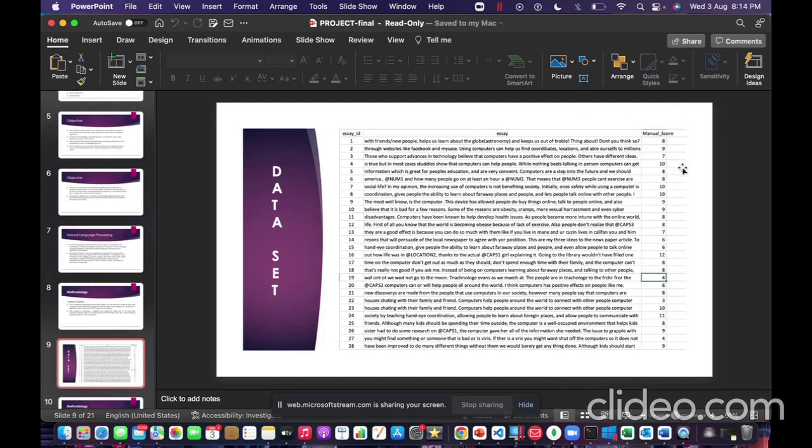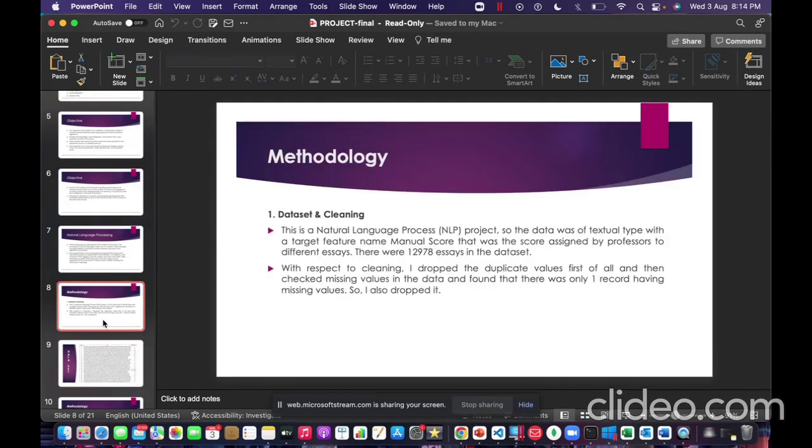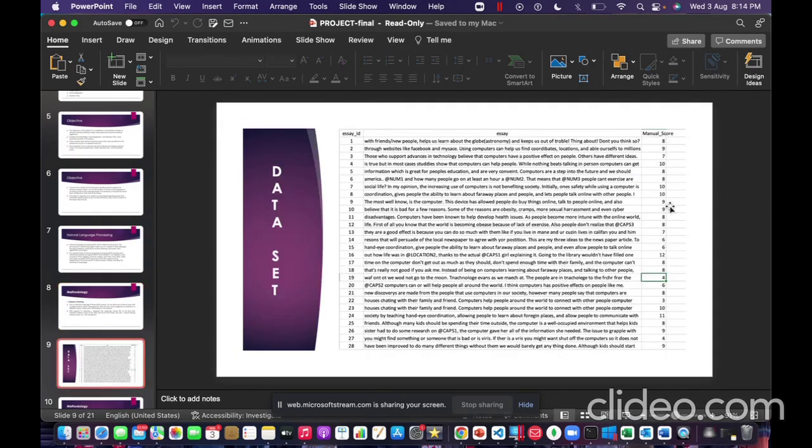So this is an example of our dataset. These are the essays and these are the scores. These are manual scores given by professors. Each essay has its own grading. So we have a total of 12,978 essays. I dropped the duplicate values first, and I also dropped the null values. After that, I took each essay with unique grading.